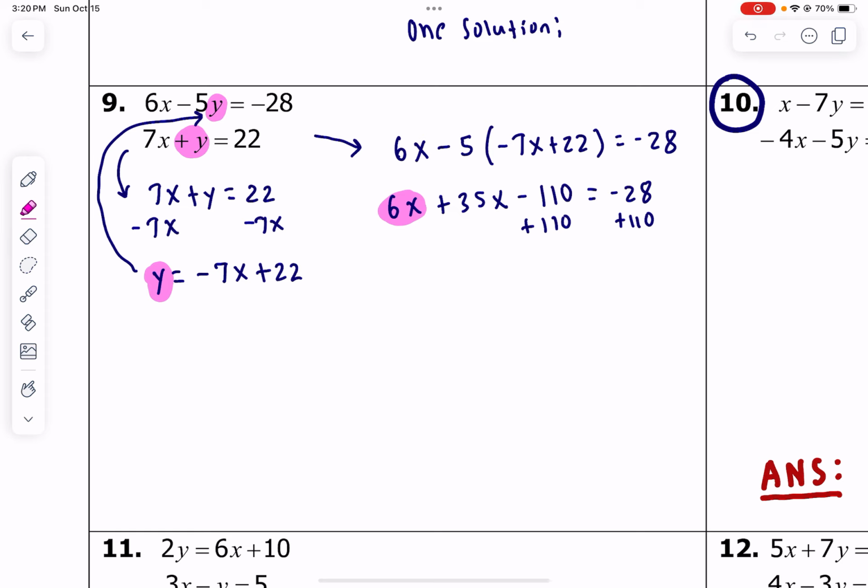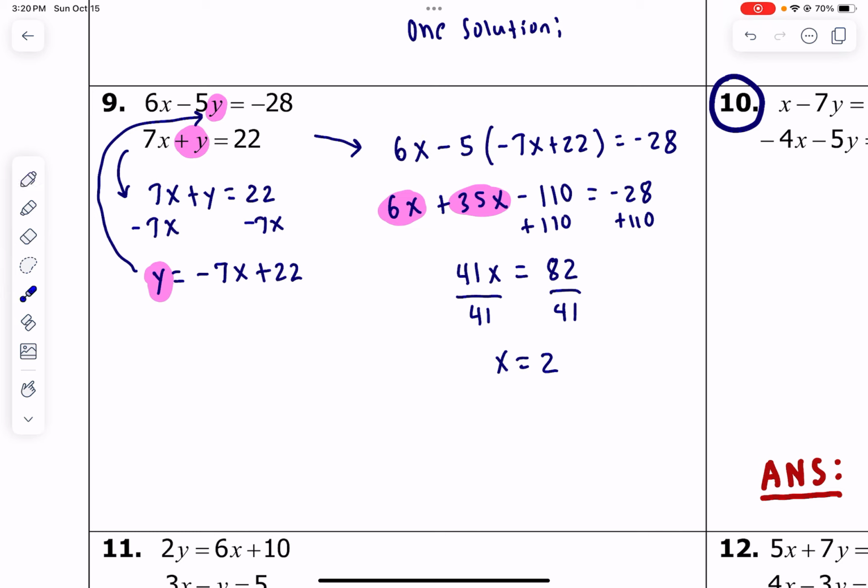You get that 41x equals, and then add the 110 on both sides, equals 82. Divide by 41, divide by 41. You get that x equals 2.